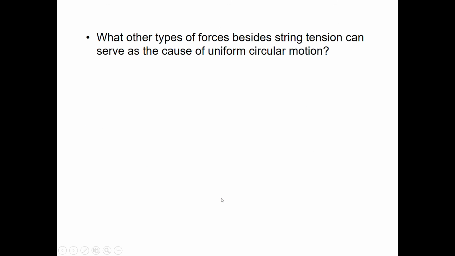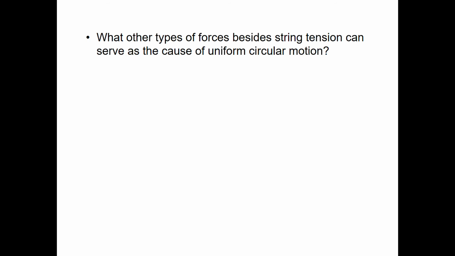Okay, that's a simple example because there's only one force that's causing the acceleration. But things aren't always going to be that simple. Let's start thinking about other more complicated situations. What other kinds of forces besides string tension can serve as the cause of uniform circular motion? Well, there are lots of them. Anything that pulls on something and keeps it going in a circle could do that, including gravity, right?